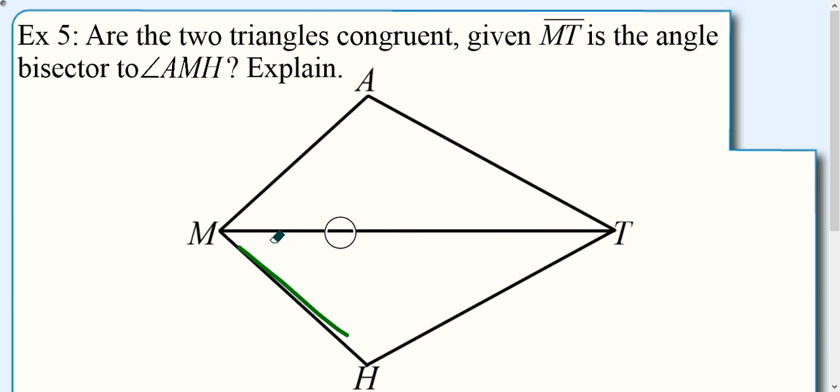I'm going to mark those two angles. Since it's a bisector, it makes them congruent. These two angles are congruent to each other because it was bisected. It was cut into two equal pieces, two equal halves. And then we know something else from the picture. There's two triangles. They both have this side right here, MT. That's called the reflexive property.